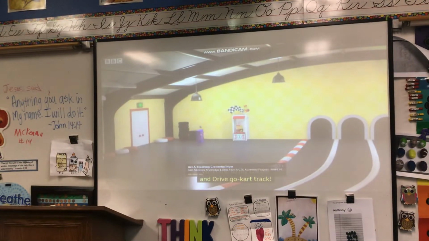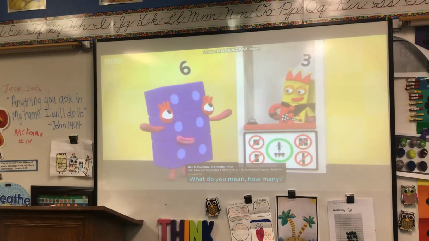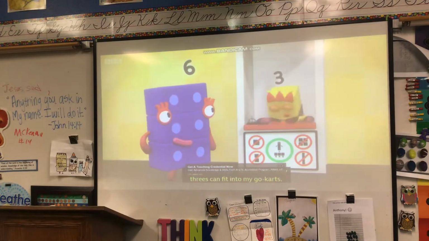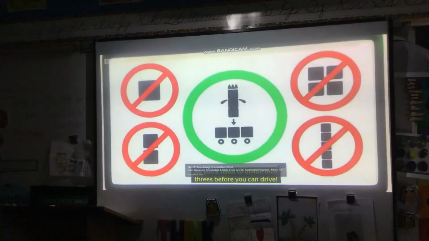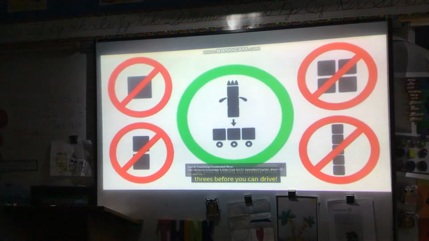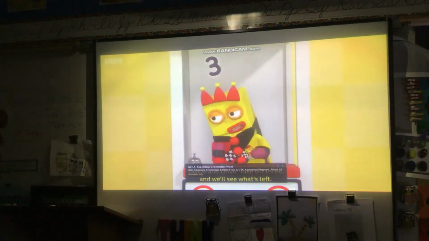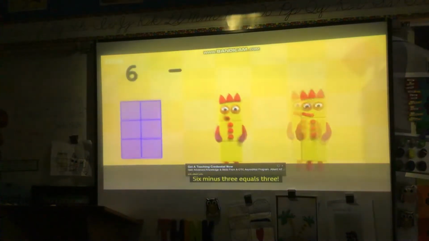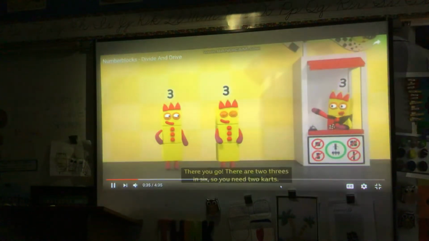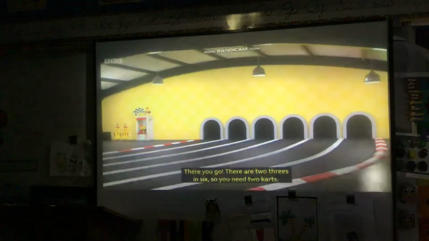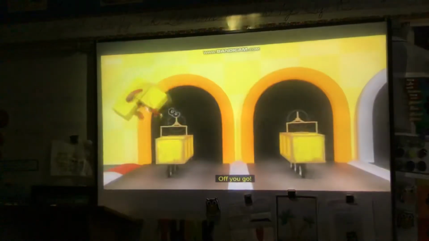Welcome to my Divide and Drive go-kart track. How many carts do you need? What do you mean, how many? Isn't 1 enough? No. Only 3s can fit into my go-karts, so you'll need to divide into 3s before you can drive. Divide and drive. Take off 3 and we'll see what's left. 6 minus 3 equals 3. There you go. There are 2 3s in 6. So you need 2 carts. Off you go.